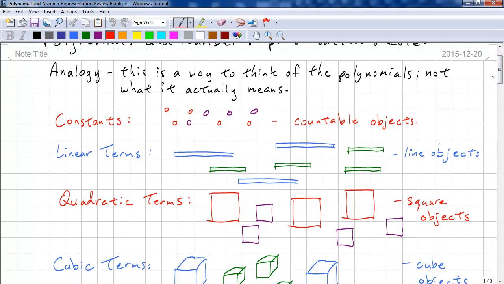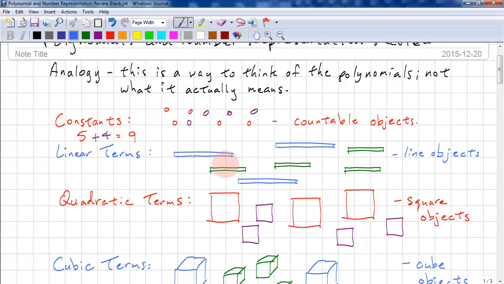So here we have constants. Constants we can think of as countable objects. So we have 1, 2, 3, 4, 5. And we have 1, 2, 3, 4 purple ones. Since they're all countable objects, we can add them together.